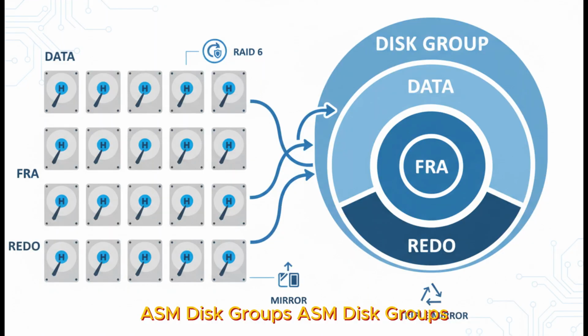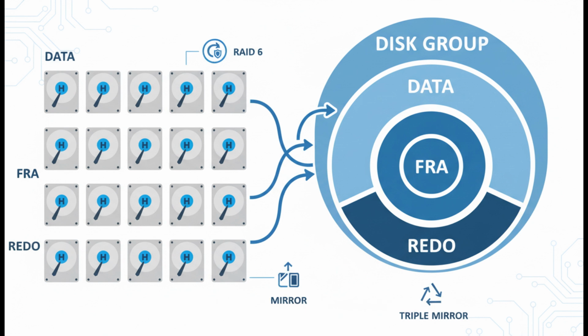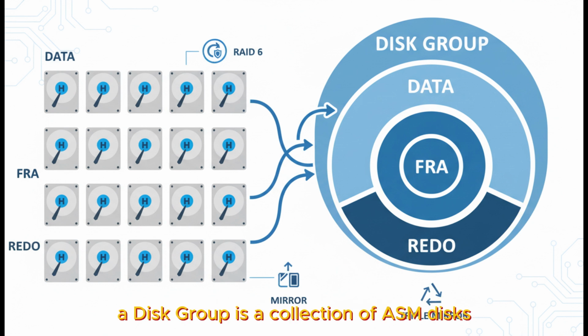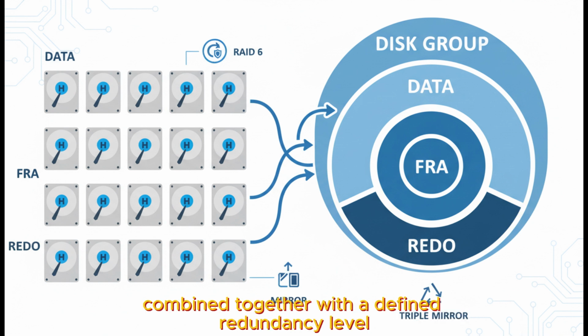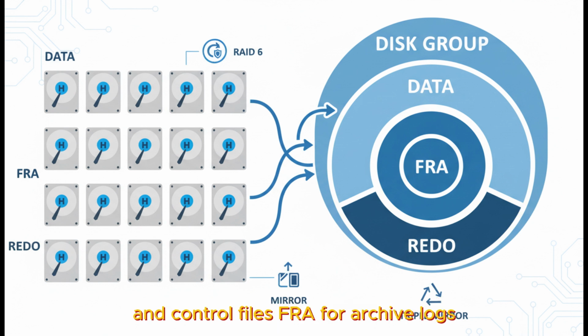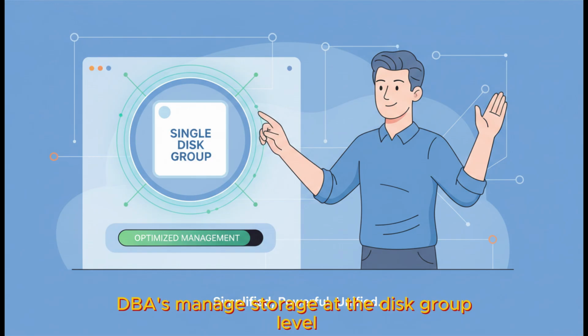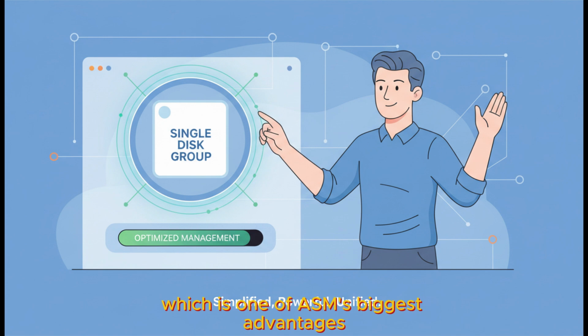ASM disk groups. ASM disk groups are where actual Oracle database files are stored. A disk group is a collection of ASM disks combined together with a defined redundancy level. Common disk groups include DATA, for data files and control files; FRA, for archive logs, backups, and flashback logs; and REDO, optional, depending on system design. DBAs manage storage at the disk group level, not individual files, which is one of ASM's biggest advantages.